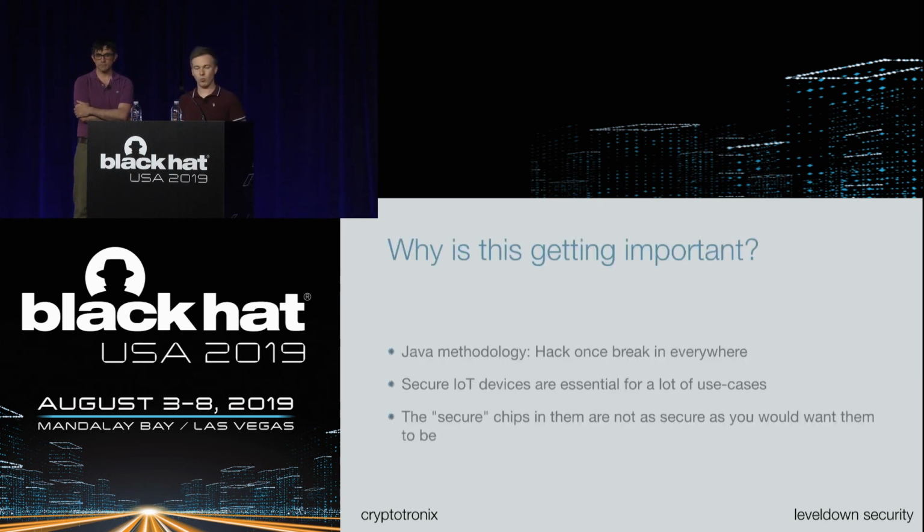Why is this getting more important and why is this interesting? Well, you can basically apply the Java methodology of hack once and break in everywhere. If you manage to break a single chip, you can break any device that's based on this chip, and you basically have a general 0-day that is unfixable without a new hardware revision. We also think that secure IoT devices are essential for a lot of use cases, and so we want to see chip vendors and also developers improve their protections against glitching. And also, as you will see, even chips that claim they are very secure might not be as secure as you would want them to be.